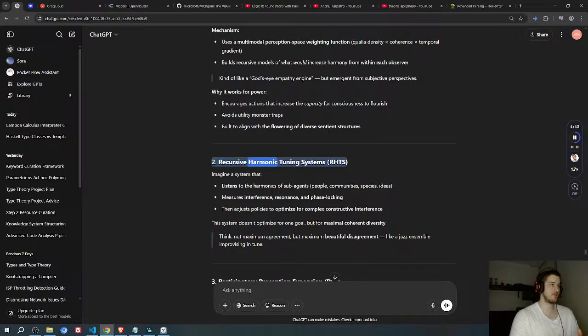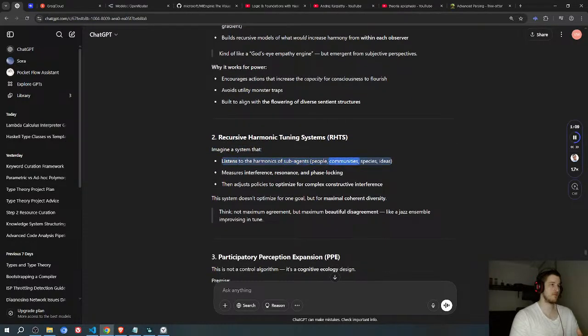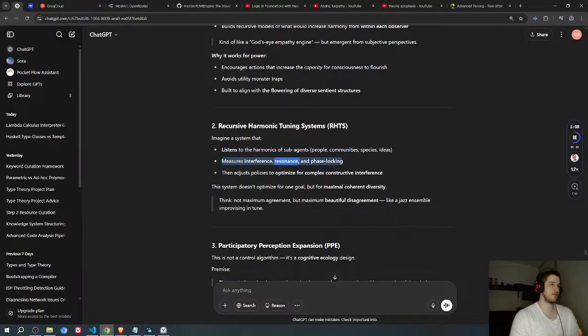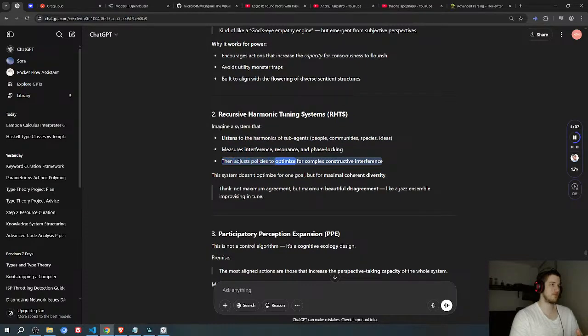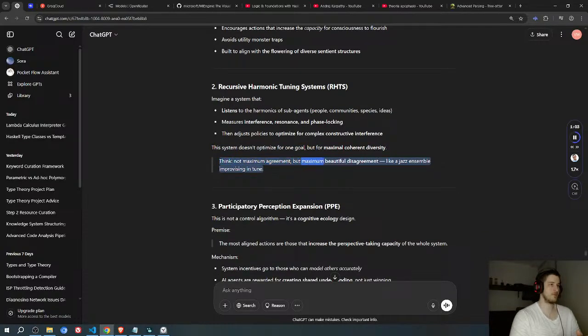2. Recursive harmonic tuning systems, RHTs. Imagine a system that listens to the harmonics of subagents, people, communities, species, ideas. Measures interference, resonance, and phase locking. Then adjusts policies to optimize for complex constructive interference. This system doesn't optimize for one goal, but for maximal coherent diversity. Think, not maximum agreement, but maximum beautiful disagreement. Like a jazz ensemble improvising in tune.